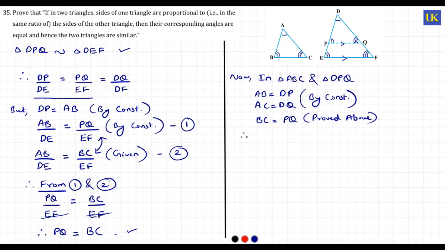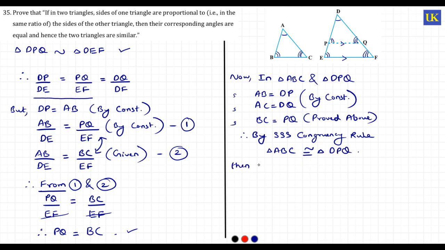So therefore, by the SSS congruency rule or criteria, we can say that triangle ABC is congruent to triangle DPQ. Because these are all the sides, right? This is also a side, this is also a side, this is also a side. So side, side, side congruency rule. So both these triangles are congruent.